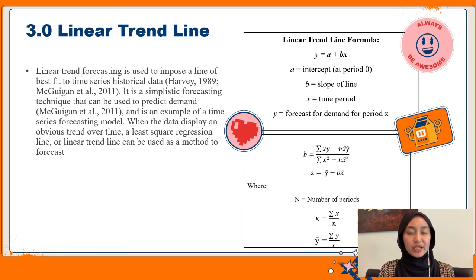So this is the linear trend line equation, y equals a plus bx, where a is the intercept at period 0, b is the slope of the line, x is the time period, and y is the forecast demand for period x. What makes the linear trend line different is that once we get the equation, we can simply forecast for any period that we want. For instance, if our data ends at period 56 and we want to forecast for period 60, we can simply substitute 60 into the x value of the equation.